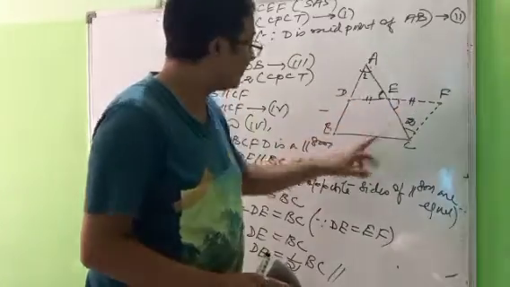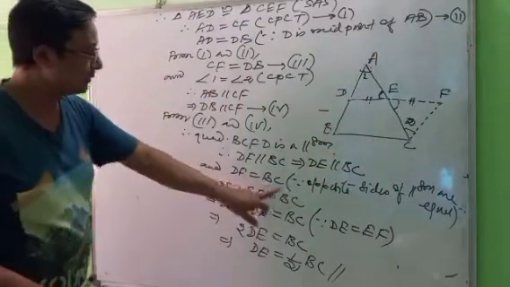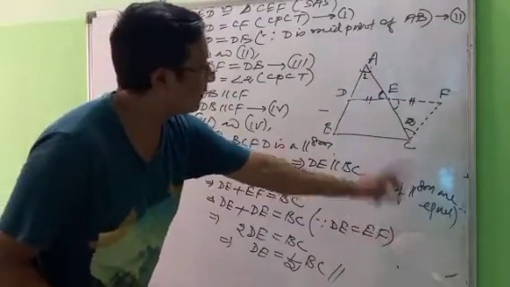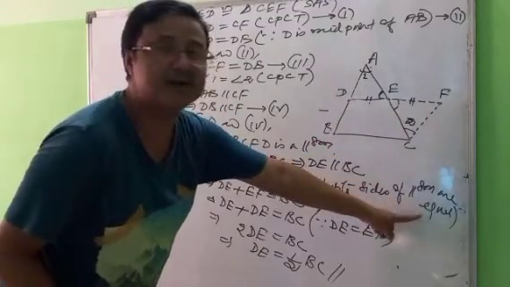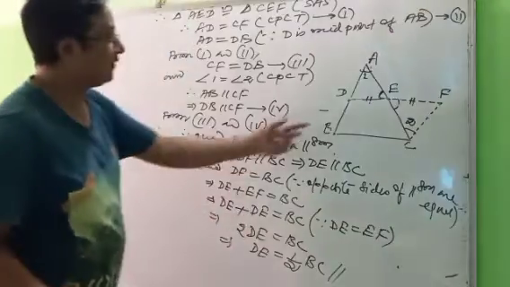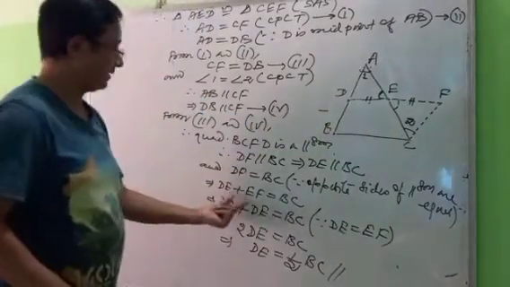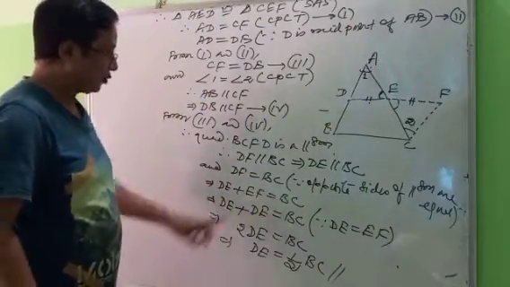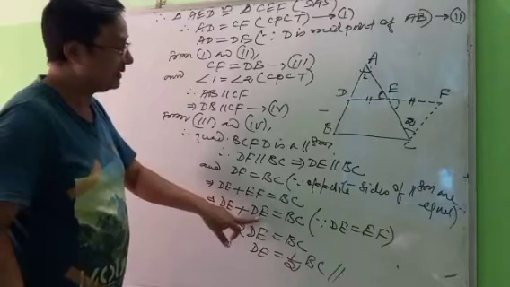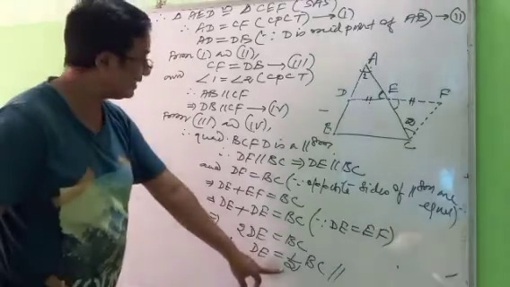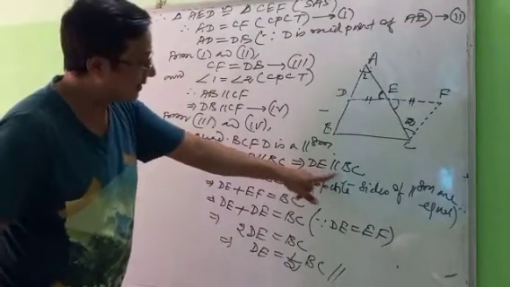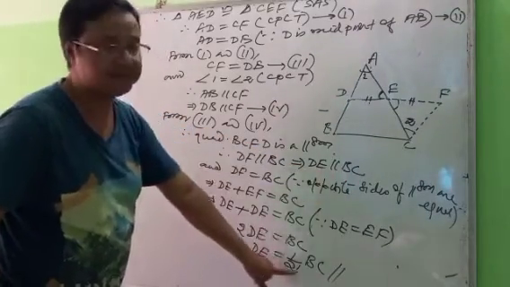Again, DF equals BC, opposite sides of a parallelogram are equal. Then for this DF, you write DE plus EF equals BC. In place of EF you put DE, because they are equal. Then you get DE equals half of BC. Hence DE is parallel to BC and DE is half of BC. So it is proved.